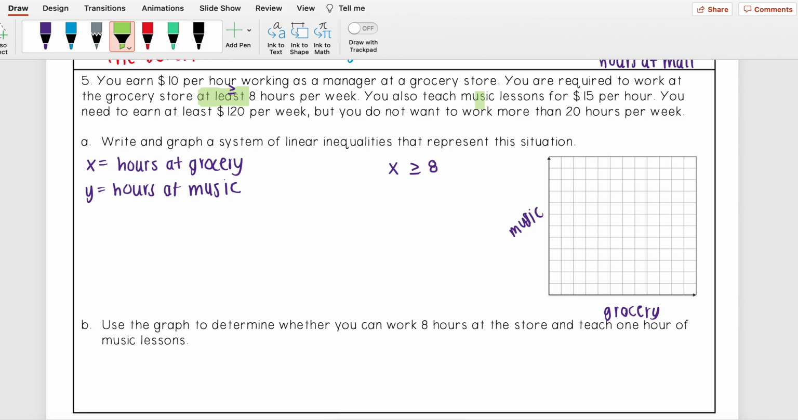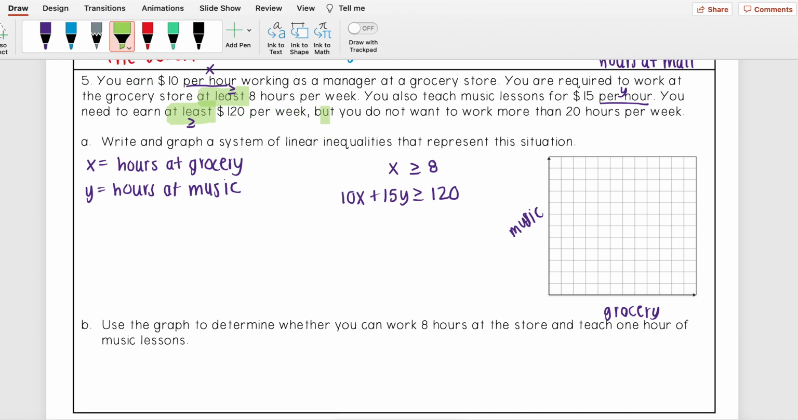Then it also says you also teach music lessons for $15 per hour. Okay. You need to earn at least $120 per week. So at least, it's a greater than or equal to. And so what's greater than or equal to 120? Well, that's what I'm earning. So I need to see how much I earn at the grocery store and add it with how much I'm earning at music lessons. Well, that first sentence says that I earn $10 per hour working at the grocery store. So I have 10x plus, and then also teach music lessons for $15 per hour. So 15y.